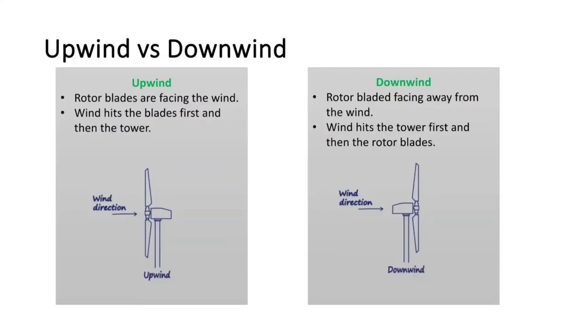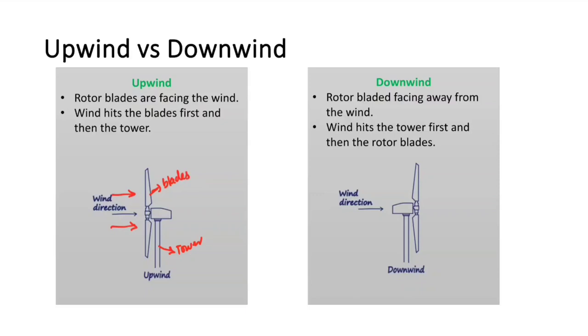Next is upwind versus downwind turbine. So in the upwind turbine, the rotor blades are directly facing the wind. So let's say this is the direction of the wind. The rotor blades are directly facing in front of the wind. In this configuration, wind will hit the rotor blades first and then the tower. So this is your tower. These are your blades.